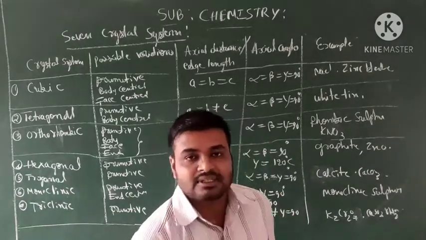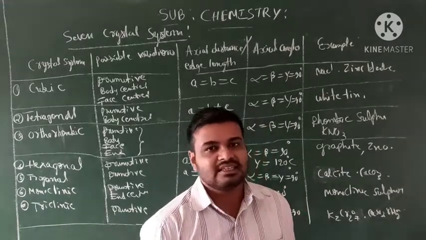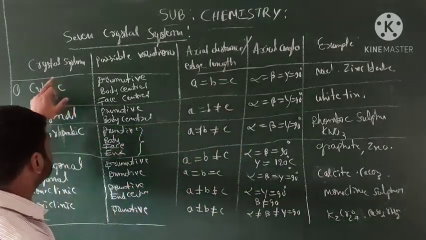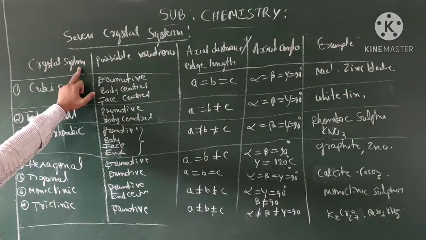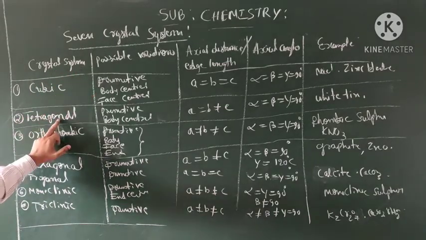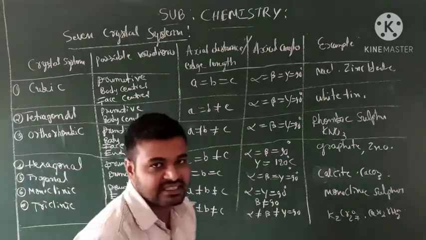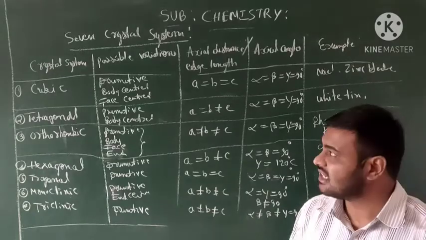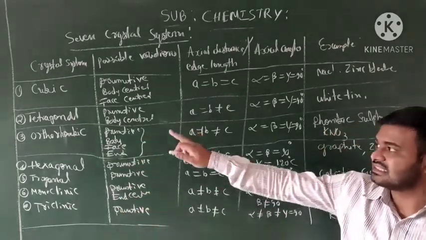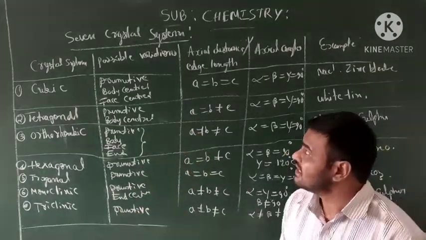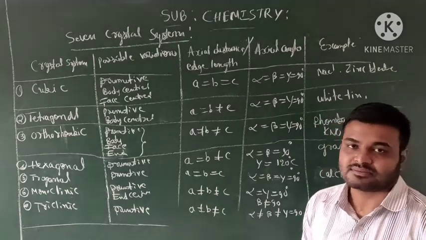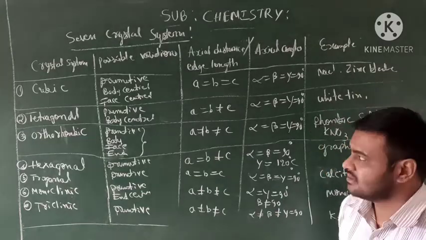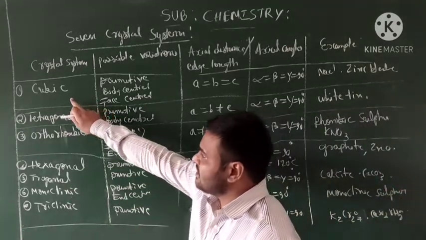Okay, so in this 7, particularly, which are those crystal systems? First one cubic, tetragonal, orthorhombic, hexagonal, trigonal, monoclinic and triclinic. These are the 7 crystal systems we can observe in crystals. So let me discuss one by one. The first one is cubic.